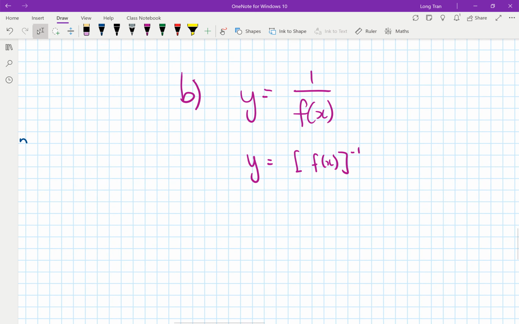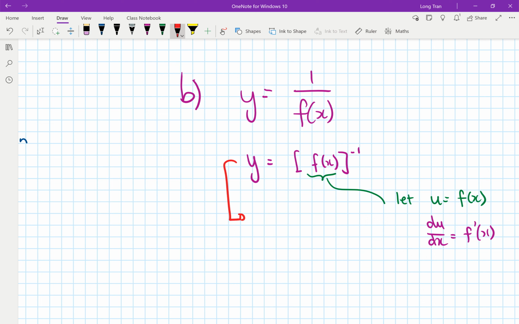Okay, so I would make it easier for myself by saying let u equal f of x. So that means I will need to find delta u delta x for this one, which is pretty easy, f dash of x. And then since I replaced it with a u, this now becomes y is equal to u to the power of -1. And so if you were to find the derivative, this one is nice and easier. Delta y delta u is equal to -1u to the power of -1 minus 1, which is -1u^-2.